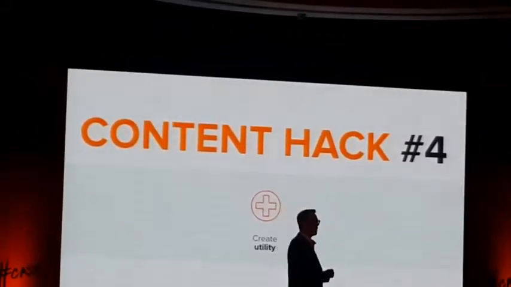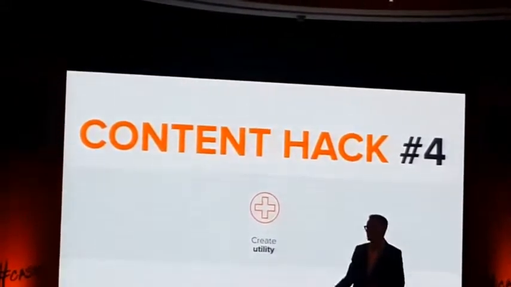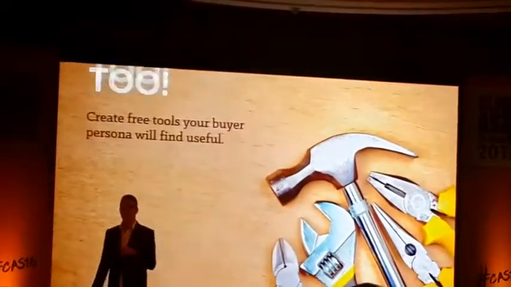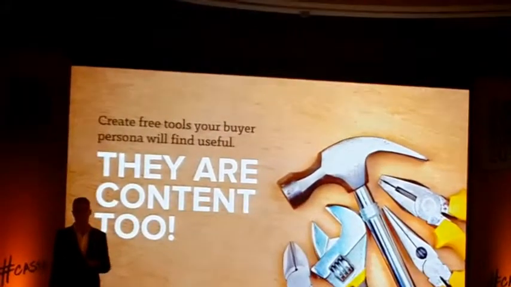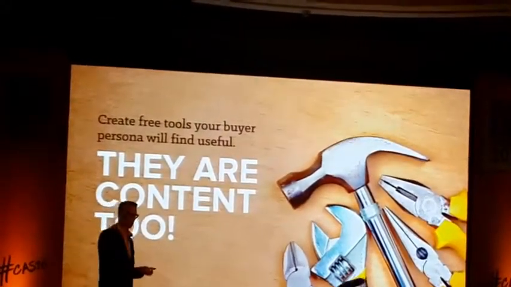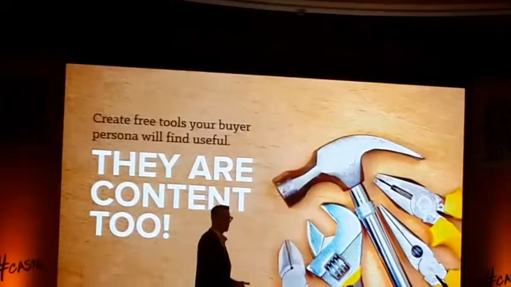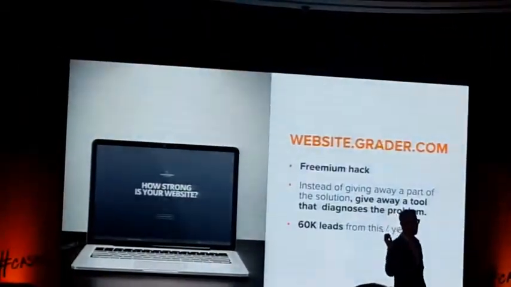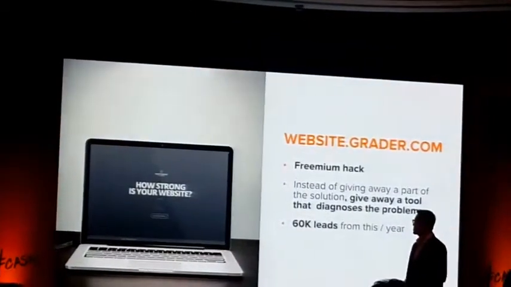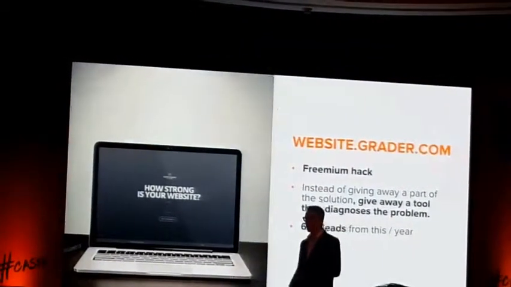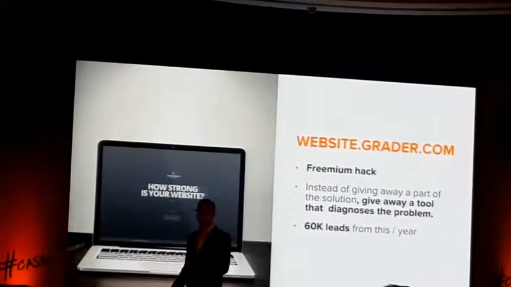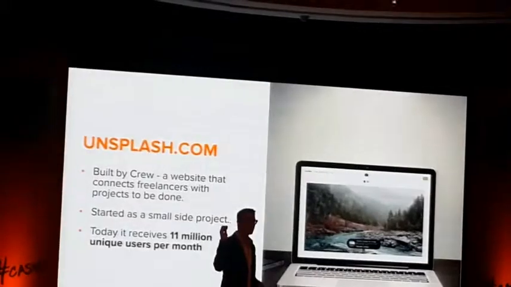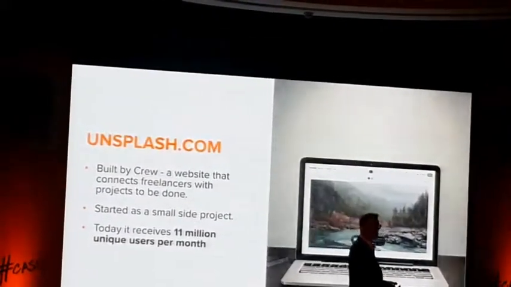Now the fourth content and marketing hack is creating utility. And creating utility is really about creating free tools like what you saw before with that marketing grader product, because they're content too. Now you want to be starting with blogging content because that's going to give you that ongoing content over time. But tools are fantastic. So you saw that marketing grader example I gave you. What I love about this is it's a freemium hack. Instead of giving away the solution, we're giving away a tool that helps diagnose that solution and generates 60,000 leads for us per month. Unsplash is another site that does that with free stock photos for anyone that's interested.